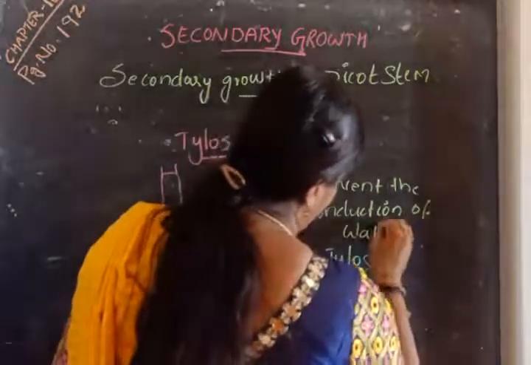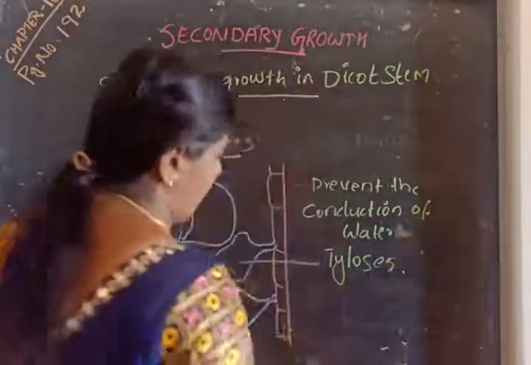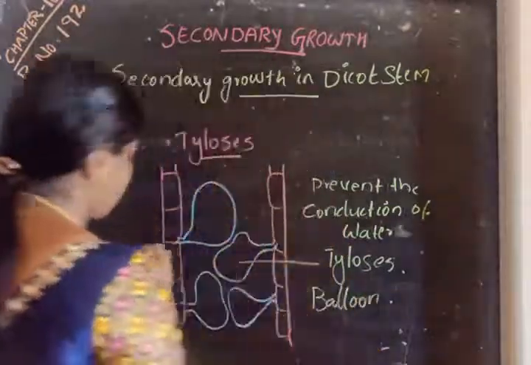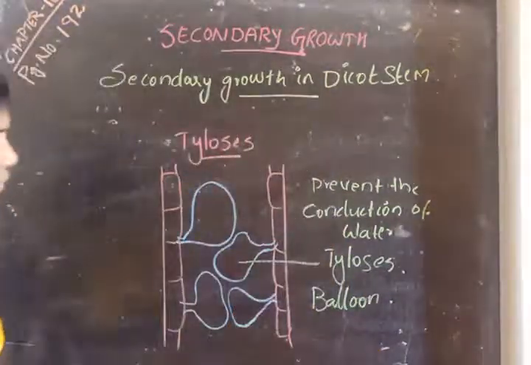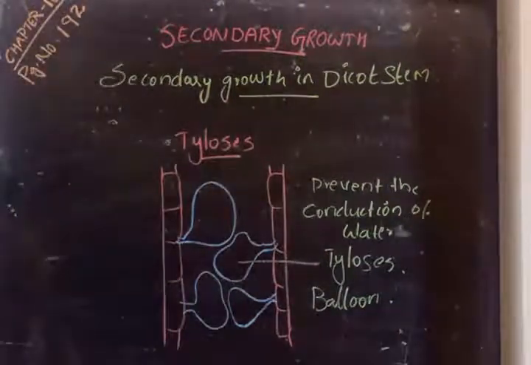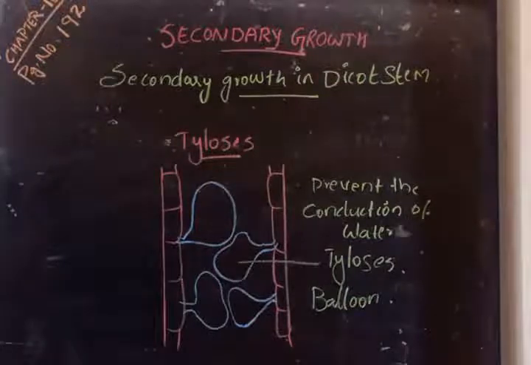So tyloses are balloon-like ingrowths from the parenchyma into the lumen of the xylem vessels. Usually these structures are found in the secondary xylem vessels, which lose their function, that is, in heartwood. It prevents the conduction of water, and it increases the durability of the wood, that is, heartwood.